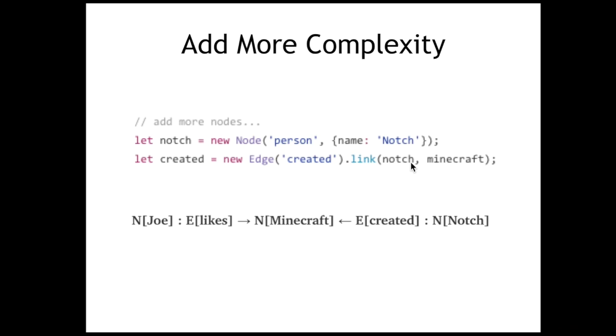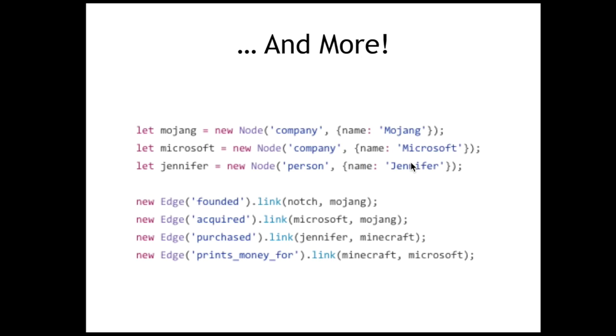Now we still have a linear graph, so what does a larger graph look like? Well, here, still going with the theme of Minecraft, we have Mojang, the company that invented Minecraft, created it. We have Microsoft, which acquired Mojang. And we have Jennifer, who also happens to really like Minecraft as well. So she recently purchased it. And then Minecraft just prints money for Microsoft at this point. So we'll add another edge for that as well.